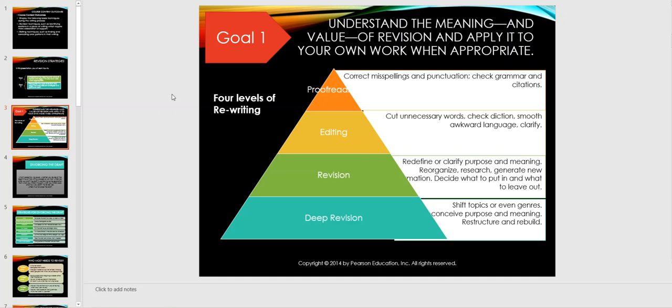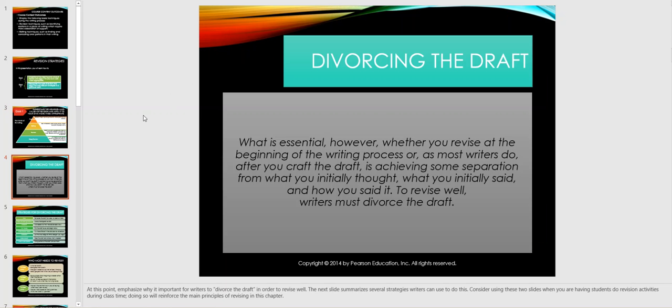And then proofreading, which is the final stage of revision. You're looking to correct misspellings and punctuation, check grammar, and also check your citations, your works cited page, and your in-text citations. Now, one of the ways we achieve successful revision is what's called divorcing the draft, putting some time between your writing and revision.